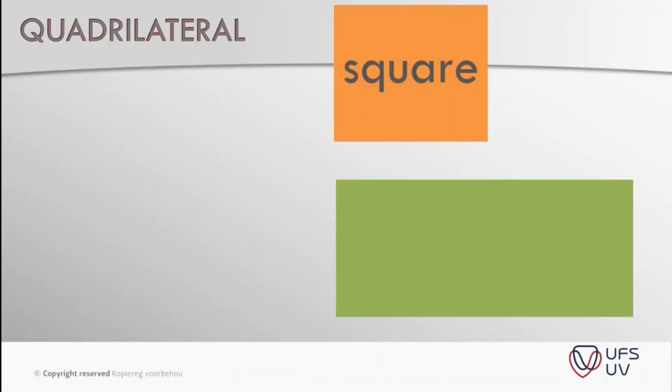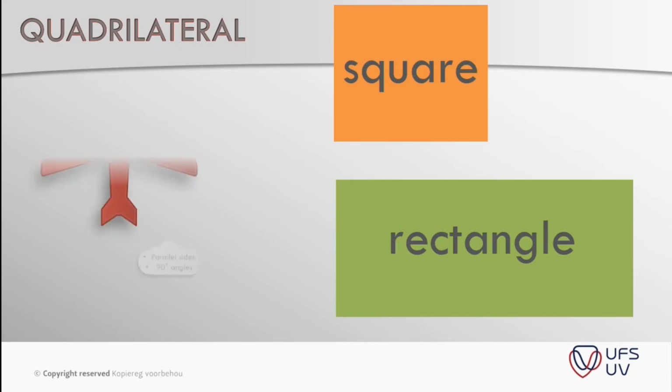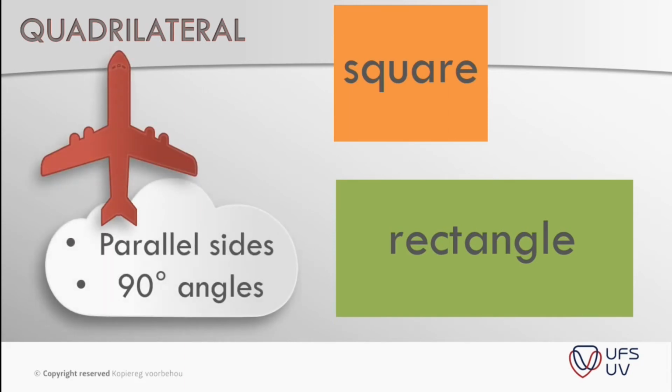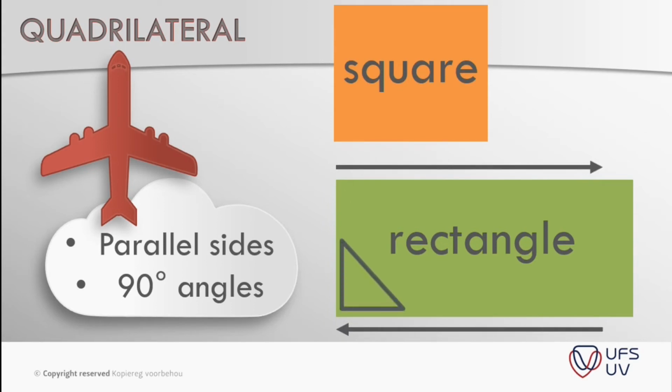A square is a special kind of rectangle because all the sides are the same length. Rectangles and squares are special kinds of quadrilaterals. A rectangle has 2 sides of the same length and the other 2 sides of a different length. Squares and rectangles are both special kinds of quadrilaterals because the opposite sides are parallel and the angles are all 90 degrees.